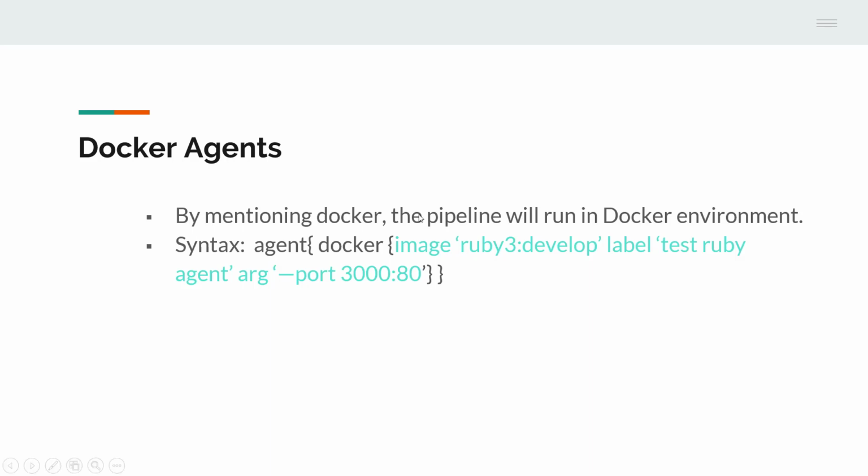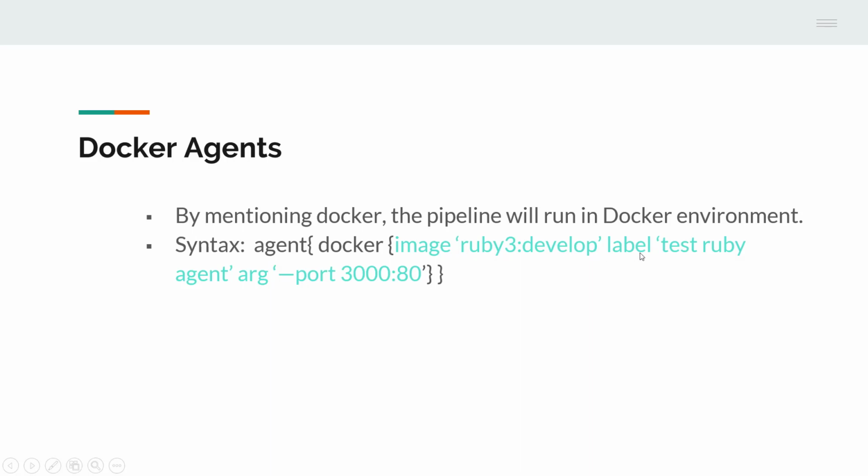If you see the first line, by mentioning Docker, the pipeline will run in the Docker environment. The syntax is agent, then docker, and under that you have to provide your image name. For example, if you're using a Docker container of Ruby, you provide image Ruby 3 colon, then a tag, either develop or any release version of Ruby.